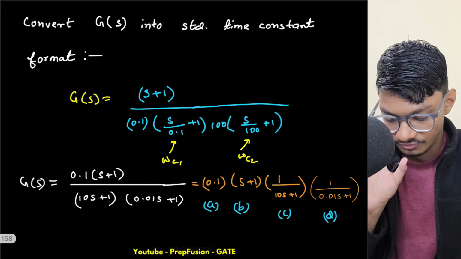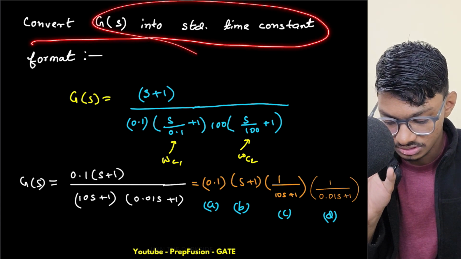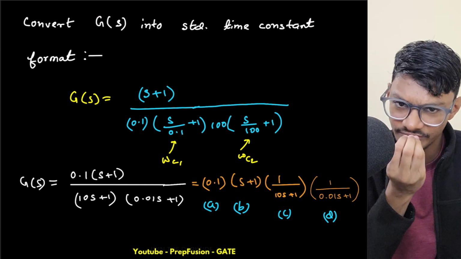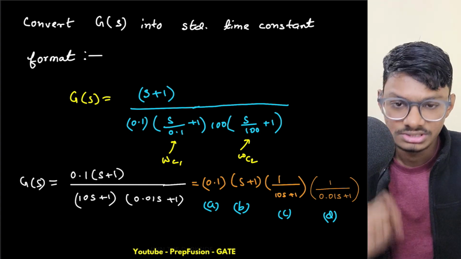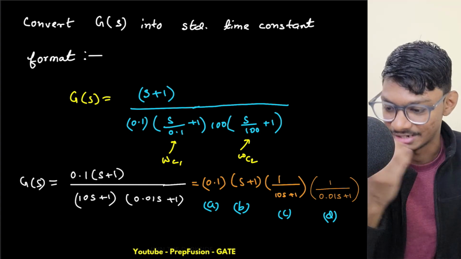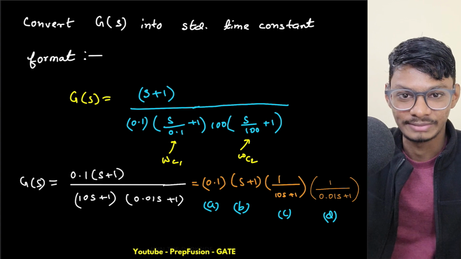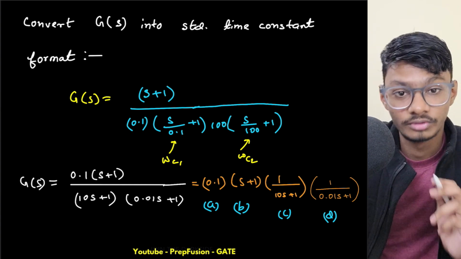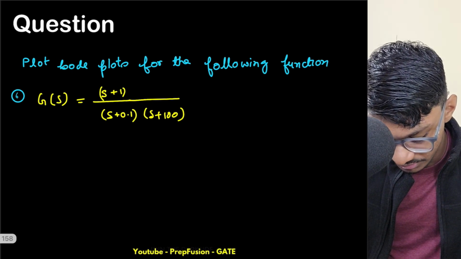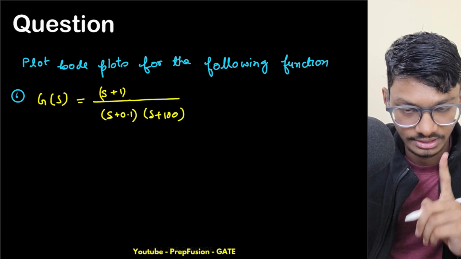Okay, so first what we do is convert into standard time constant format. How to convert this? Simply, we just take common all these terms, right? So how to convert this into standard time constant format?